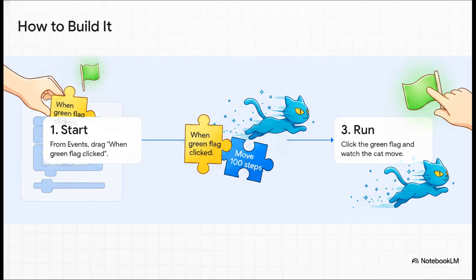First, the Start command. You'll go to the yellow Events category, grab the When Green Flag Clicked block, and drag it into your scripts area. Second, the Action. Go to the blue Motion category, find the Move 100 Steps block, and snap it right underneath the first one. See how they connect just like puzzle pieces? And finally, step 3. Run it. Click that little green flag right above the stage.